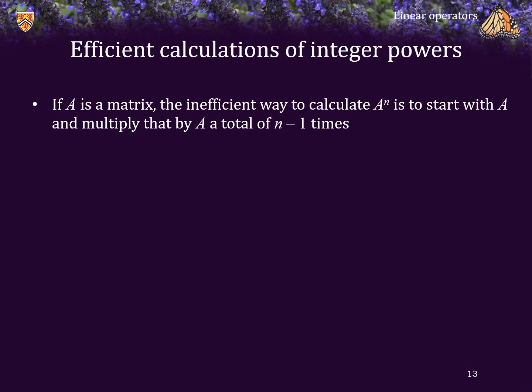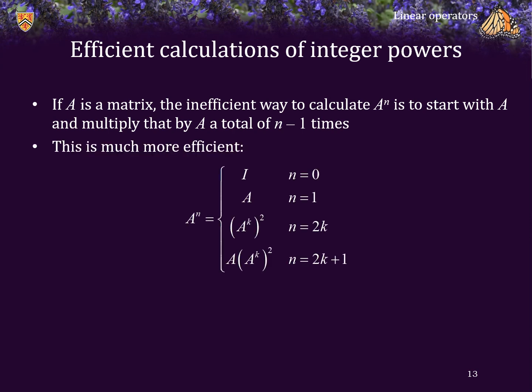Now, if A is a matrix, the inefficient way to calculate A to the n is to start with A and then multiply that by A a total of n minus 1 times. Here's a much more efficient definition. A to the 0 is the identity operator. A to the 1 is A.